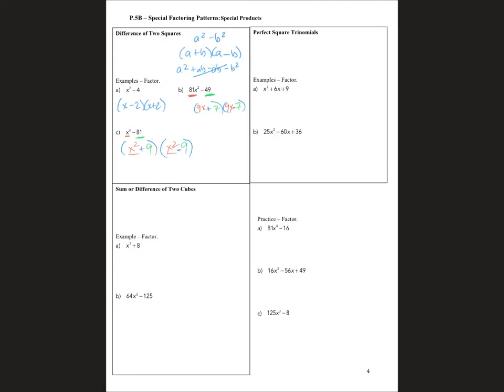Oh, but I'm not done. I see another difference of two squares. So while I can bring down this first one, I can't factor this over the real numbers. A little foreshadowing. However, I can factor this, again, as the difference of two squares. So this is x plus 3, x minus 3. And now it is factored completely. So do make sure you go as far as you can go.